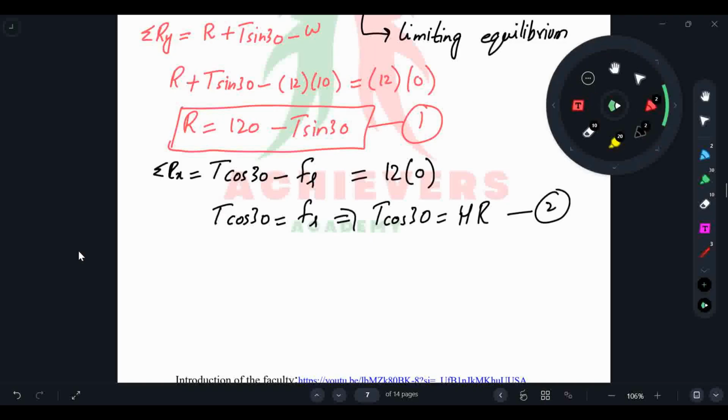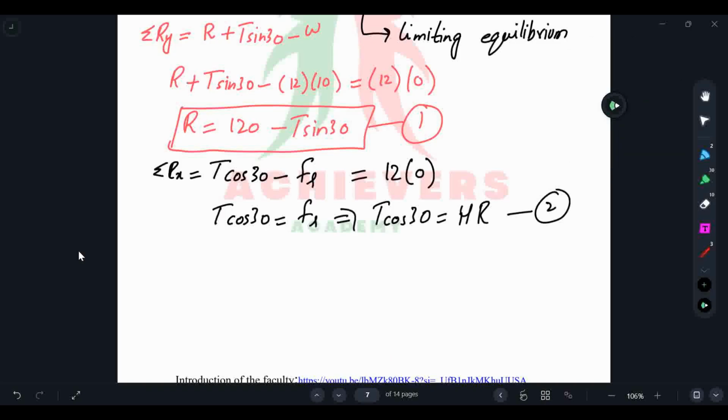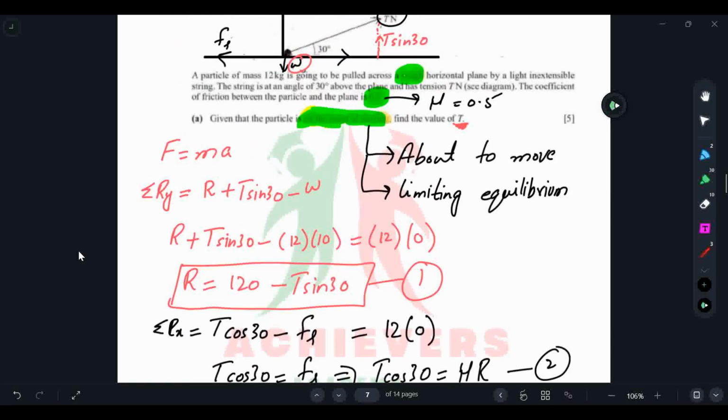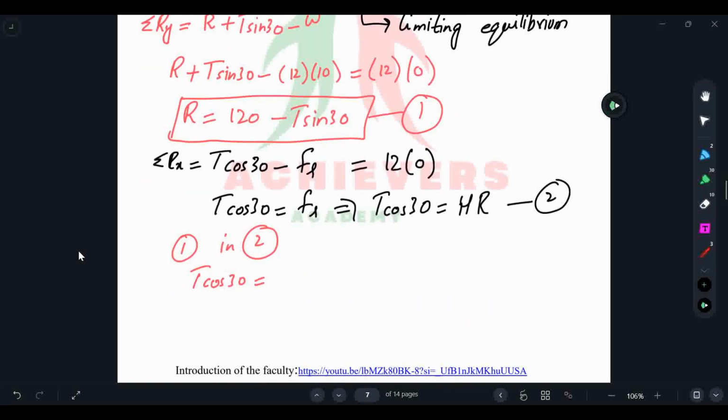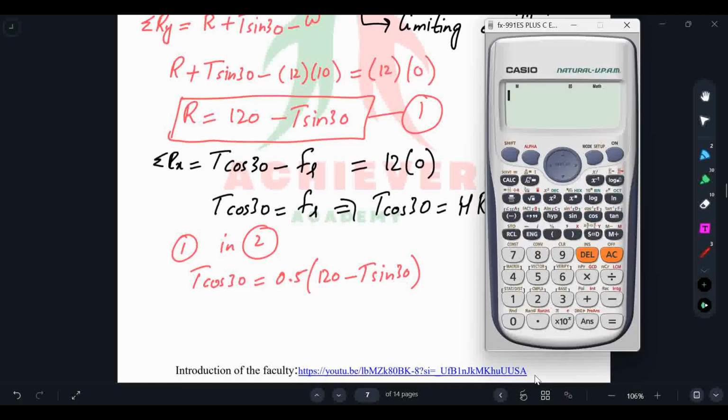Now the next thing we need to do is put equation 1 in 2. We will get T cos 30 equals, the value of the coefficient of friction mu is 0.5, so 0.5 times R, and R is 120 minus T sin 30. Now if we simplify it, we can use the calculator.